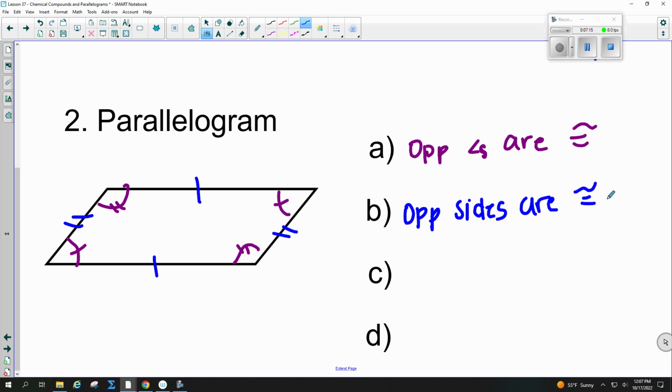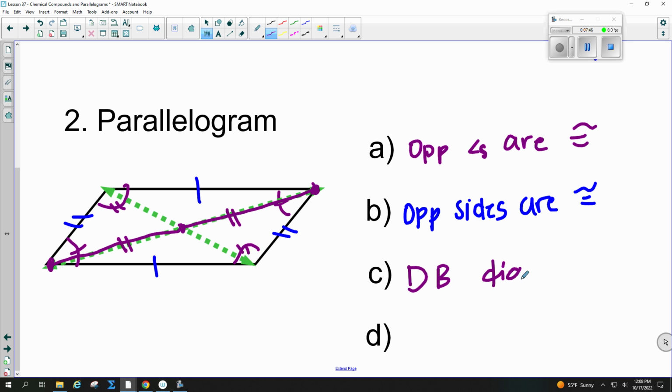Okay, you guys, diagonals look like this. If you connect opposite corner to opposite corner, and opposite corner to opposite corner, they bisect each other, meaning this segment right here is equal to this segment right here. We're going to use the shortcut D, which means diagonals bisect each other. Additionally, this little piece here is congruent to this little piece here.